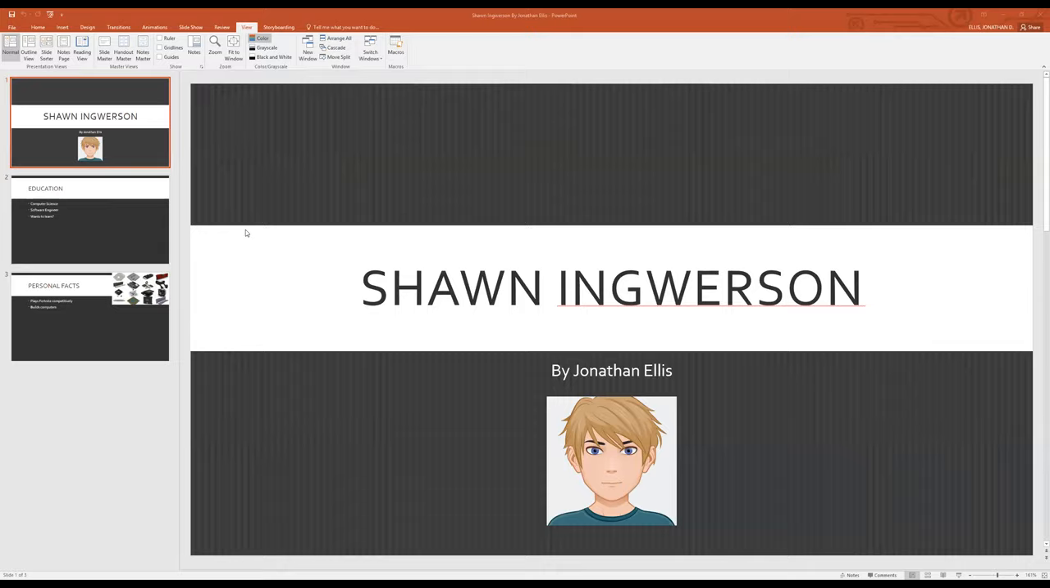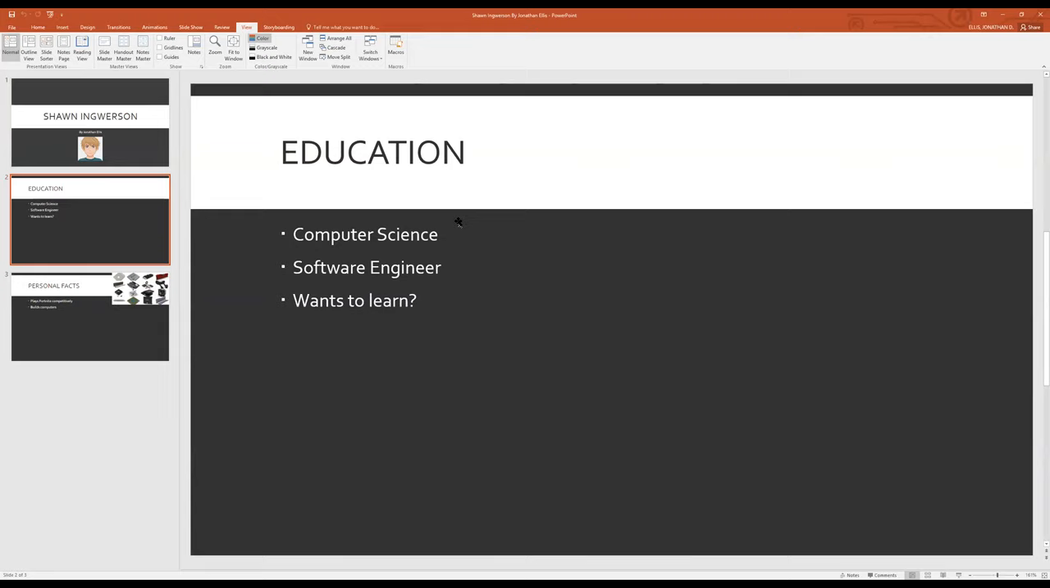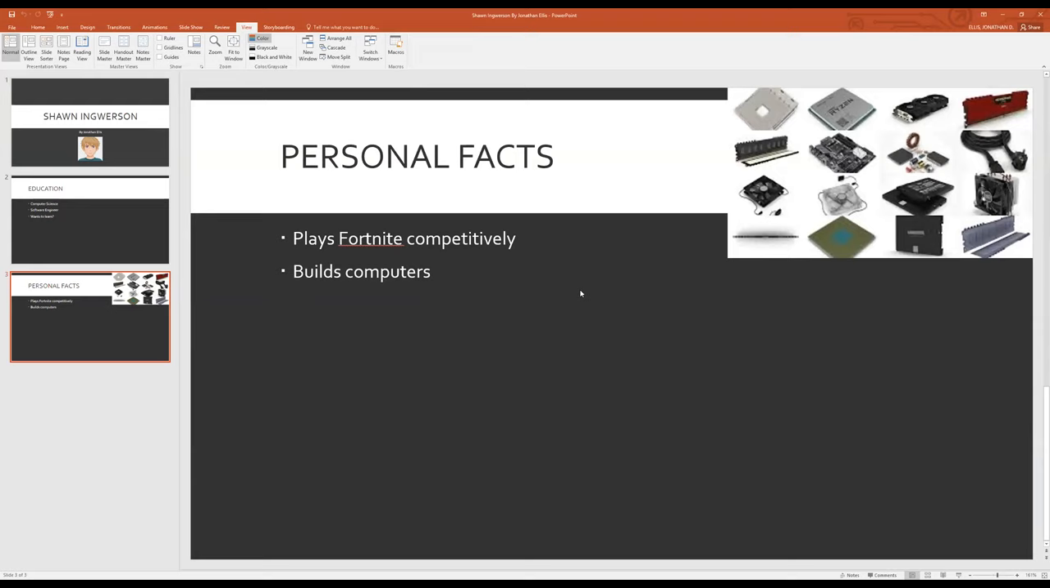And then computer science, I'm going to be a software engineer that wants to learn. There's a question mark there. That yeah, is he sure? Plays Fortnite competitively and builds computers. Well, one of those things is cool. Yay!